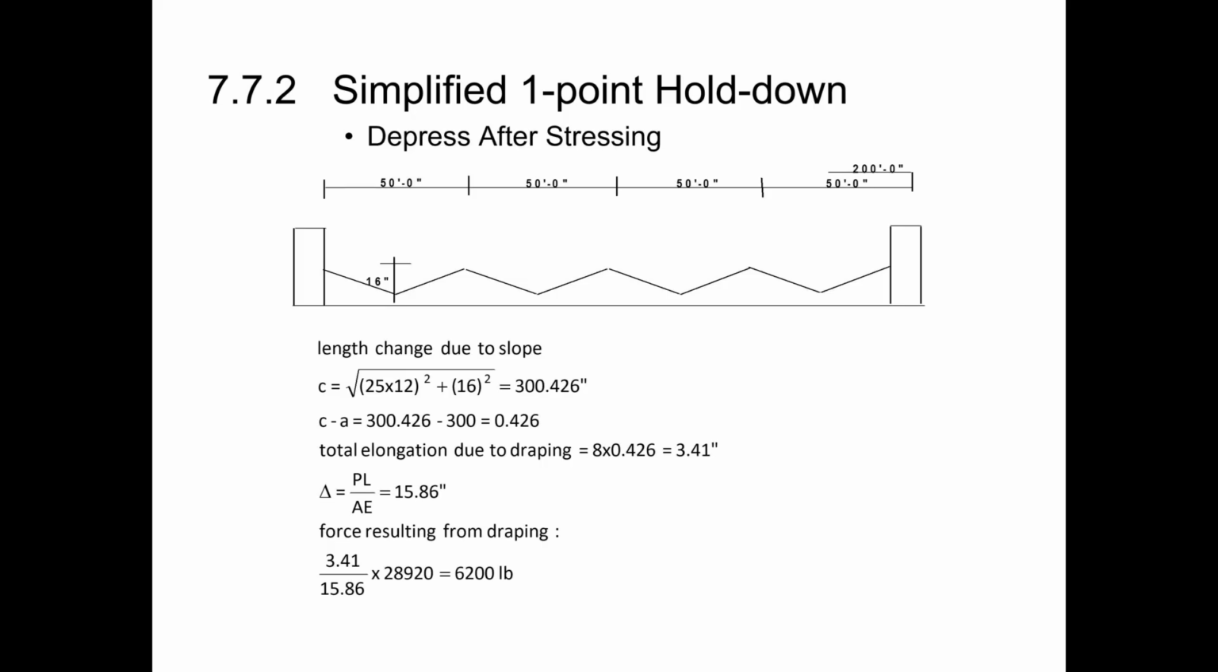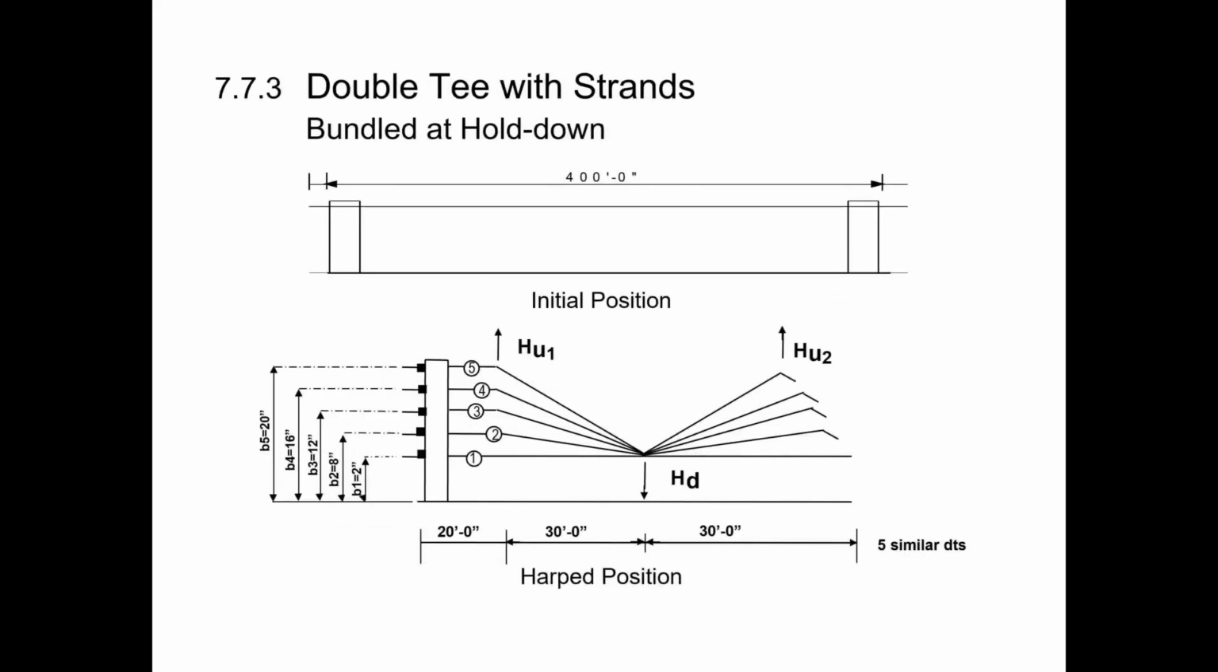All right. Let's look at 7.7.3, the last example in the book. So in this case, we've got a double T bed that's shown, the cross section and the draping is shown on page 7.19. So we've got a double T bed that's going to be tensioned in the straight position and then pushed down into the draped position. And so the question is, what are the vertical hold up and hold down forces?